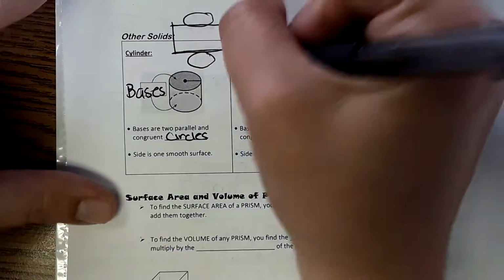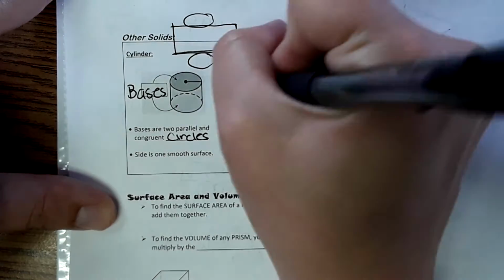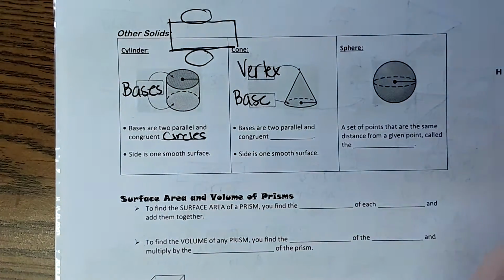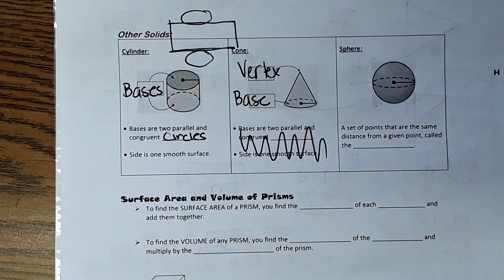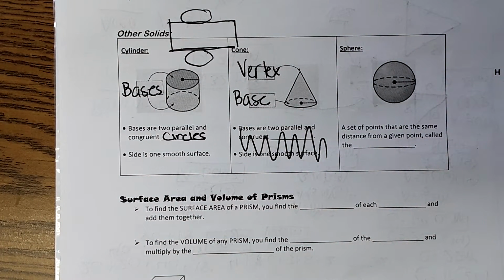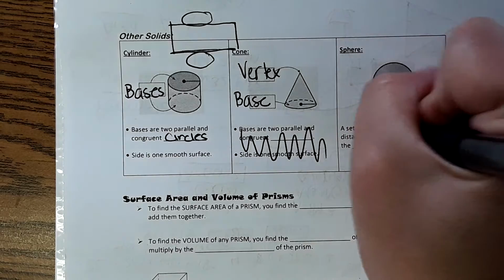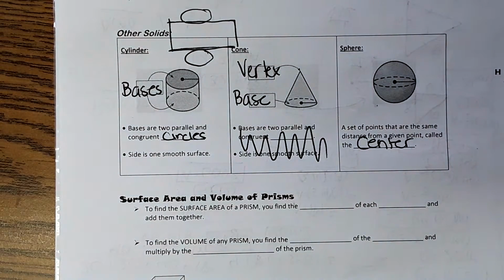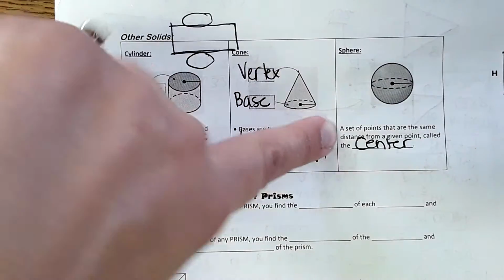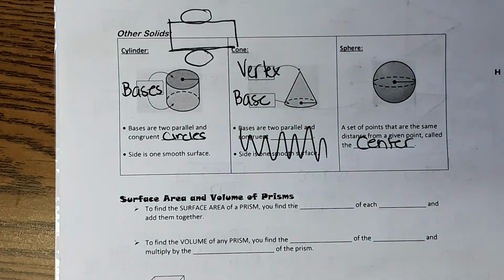Then we have a cone. A cone has a vertex and a base. Cross this out. That goes with cylinder. And then a sphere, a set of points that are the same distance from a given point, called the center. So that's the definition of a sphere. I've seen that on standardized testing before. The definition of a sphere is all the points equidistant from the center.